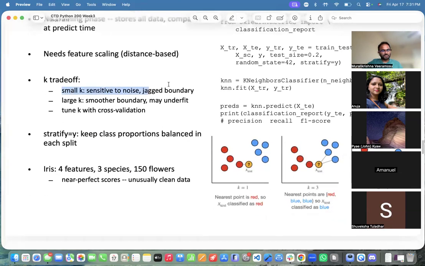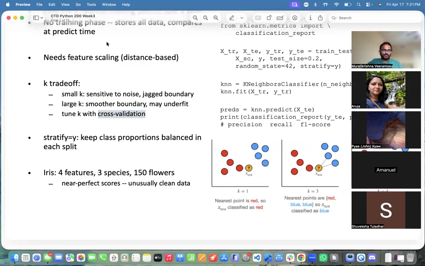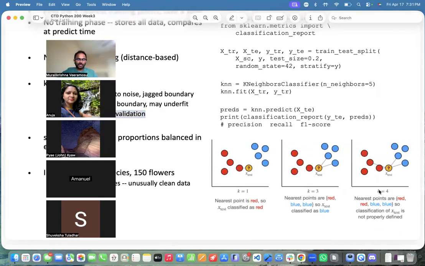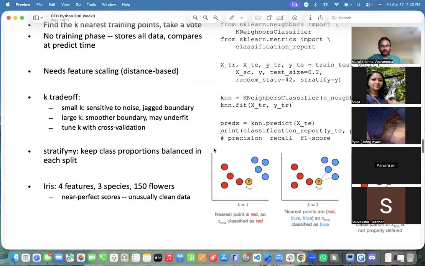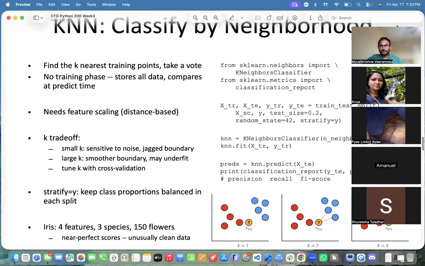If you choose a small k, it's very sensitive to noise. If you choose a large k, it may underfit, it may not be able to predict well. So we need to tune and find the right k with a technique called cross validation. If our k should be 1, 3, 5, or 10, how do we decide? We need to use the technique of cross validation to decide the k value, right? We'll talk about that in a few minutes.